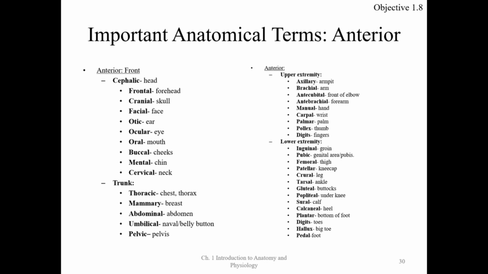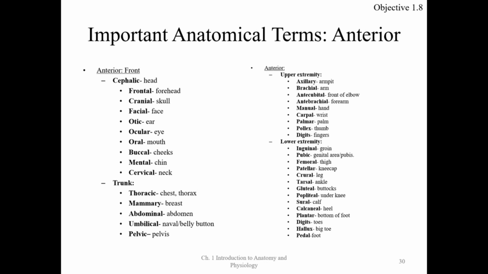All right, upper extremity: axillary, armpit, think Axe body spray; brachial, arm; antecubital, the front of the elbow; antebrachial, your forearm; manual, your hand; carpal, the wrist; palmar, the palm; pollex, the thumb; and digits, the fingers. Sometimes we will talk about the muscles called pollicis muscles. They deal with the thumb, pollex, pollicis.